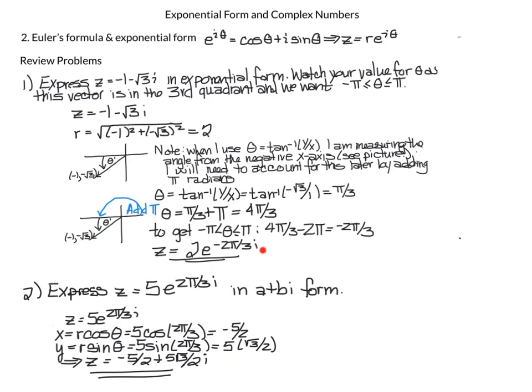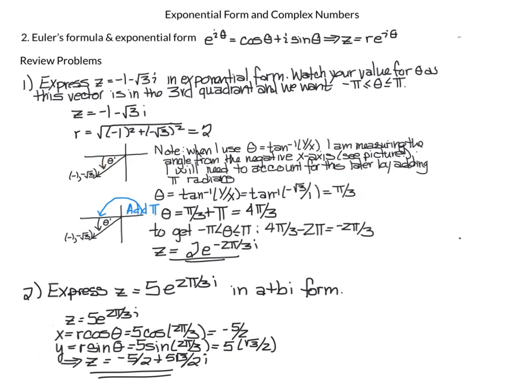And this part here, writing it in exponential form, is the thing that you should be able to do without thinking a whole lot. And so the last thing you want to be doing is asking yourself, why is this negative 2 pi over 3 instead of pi over 3? So let's take a look at that.